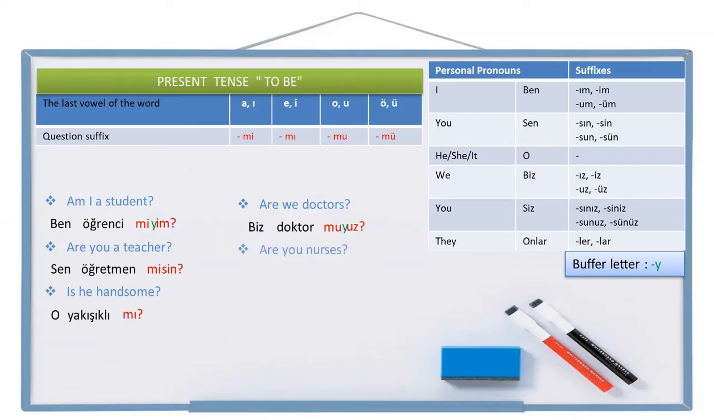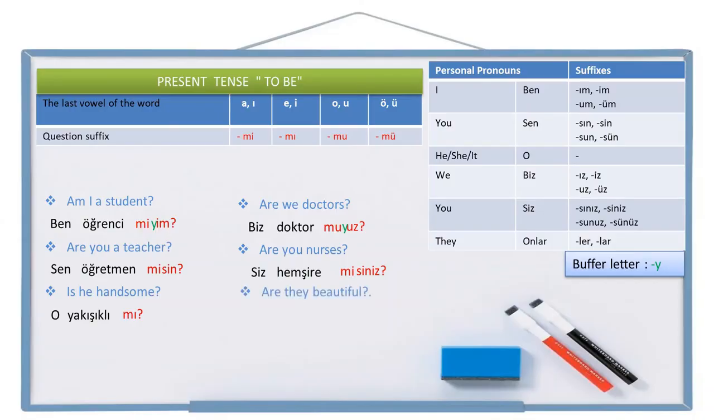One more plural example. Are you nurses? Let's write the person pronoun you, plural, siz. Instead of nurses, we are going to write nurse, hemşire, and the question suffix and person pronoun suffix to the end. Siz hemşire misiniz? Are you nurses? Siz hemşire misiniz?